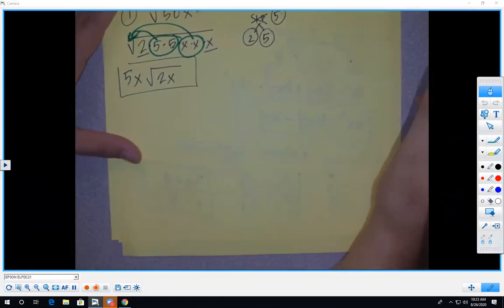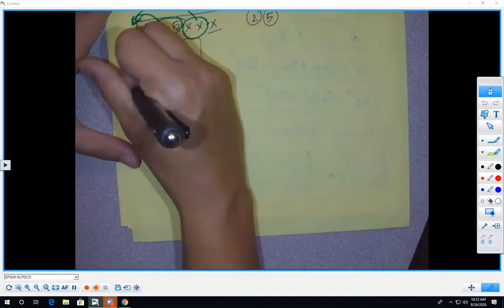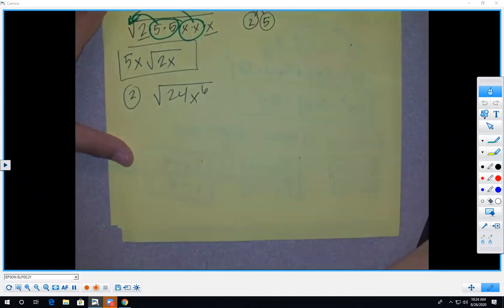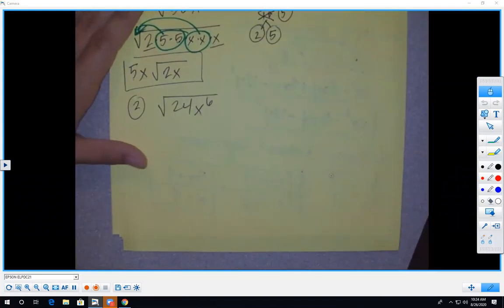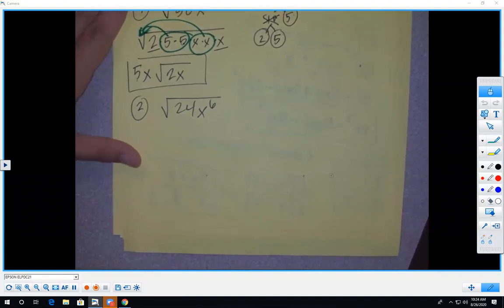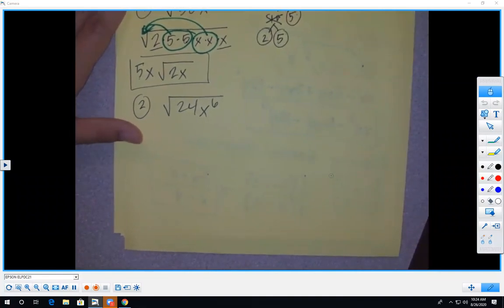Let's do another one of those. What about if I had the square root of 24x to the 6th? See if you can break down 24 on your own on the outside. Again, it doesn't matter where you start. You should all end up with the same thing.